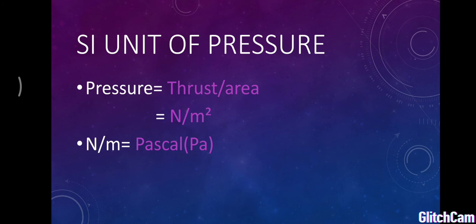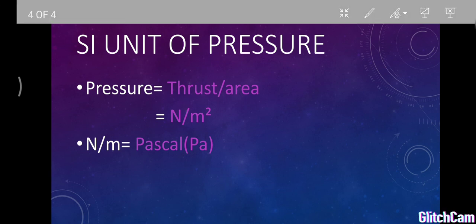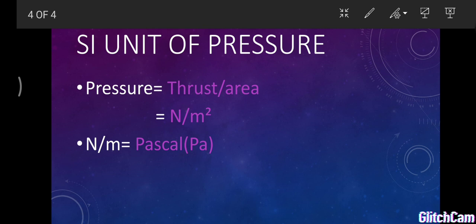Next, what is the SI unit of pressure? We know the formula of pressure equals thrust per area. The SI unit of thrust is Newton and the SI unit of area is meter squared. So the SI unit of pressure is Newton per meter squared, which is equal to Pascal. We are giving this name to honor the scientist Pascal. So up to this we conclude this chapter.